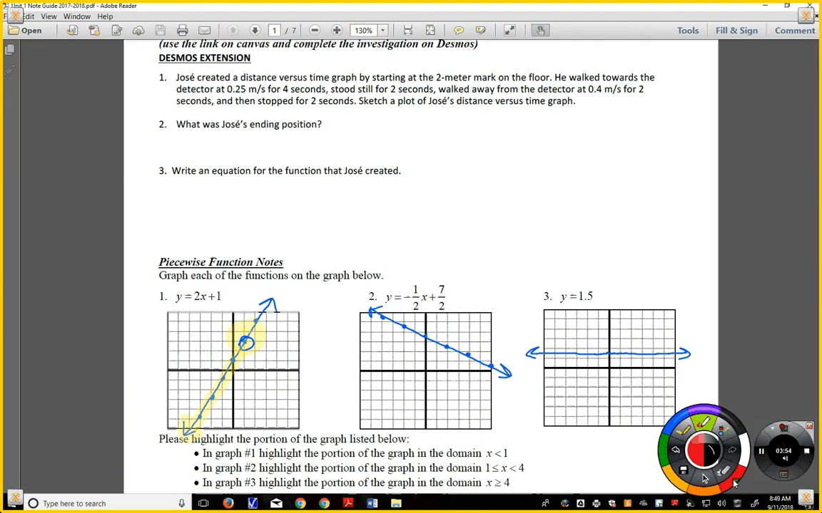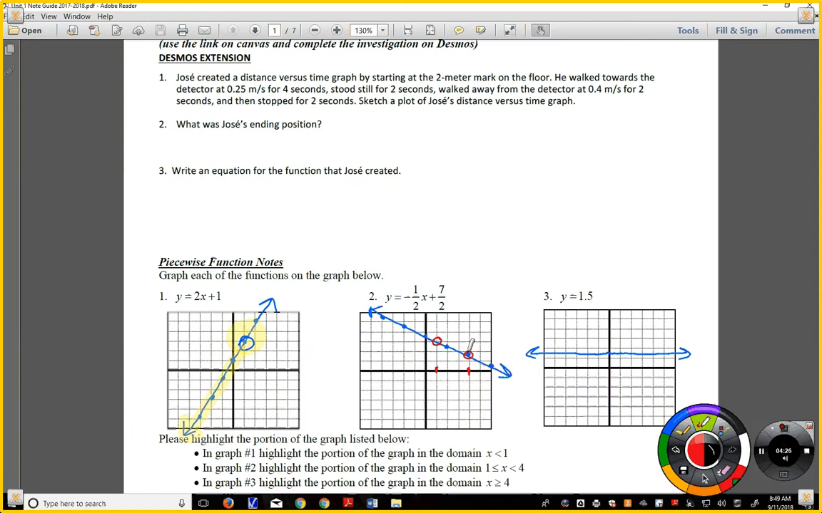The second graph says I want x to be bigger than or equal to 1, but at the same time I only want x's that are less than 4. So basically I want x's trapped between 1 and 4. Is that all right with everybody? Okay. So here's where x is 1. Here's where x is 4. Okay? That makes my endpoints here and here.